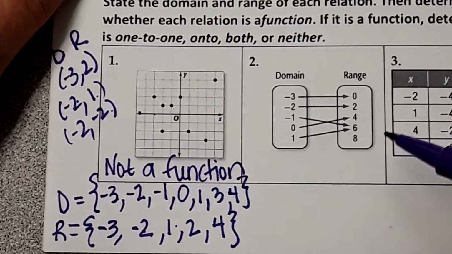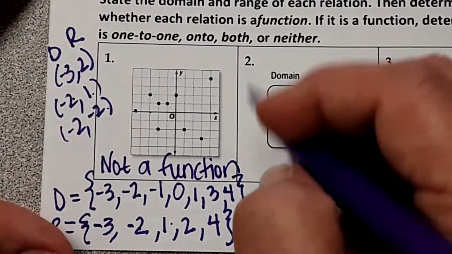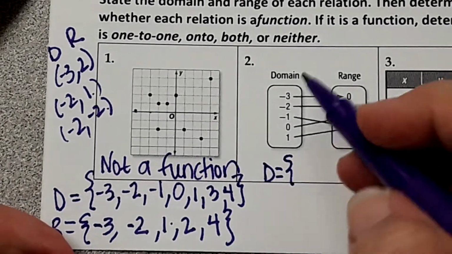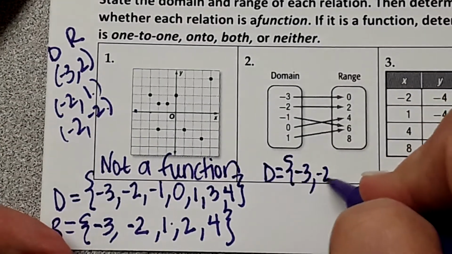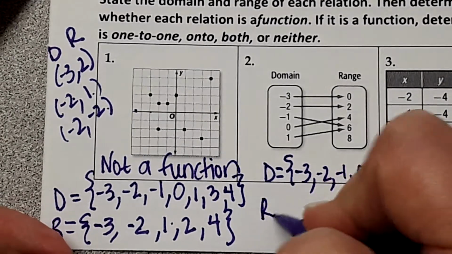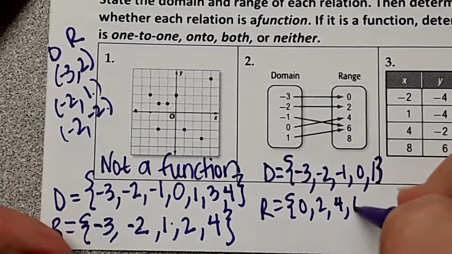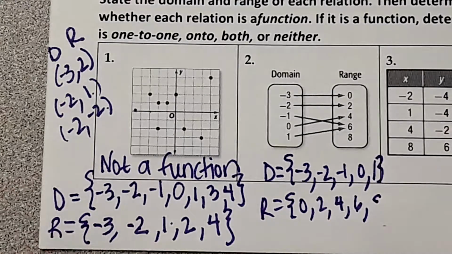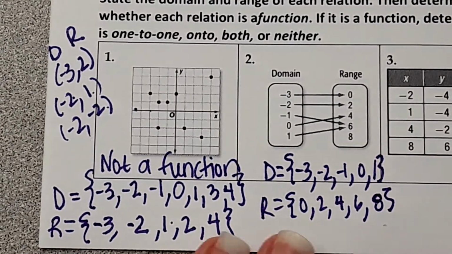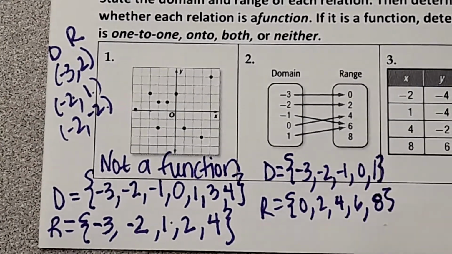So let's do this one. So our domain is going to be, I know I smashed it in, I didn't mean to. So we're going to write -3, -2, -1, 0, 1. And then our range is 0, 2, 4, 6, and it's 8. Now, do you see how the 1 goes to the 6 and the -1 goes to the 6?